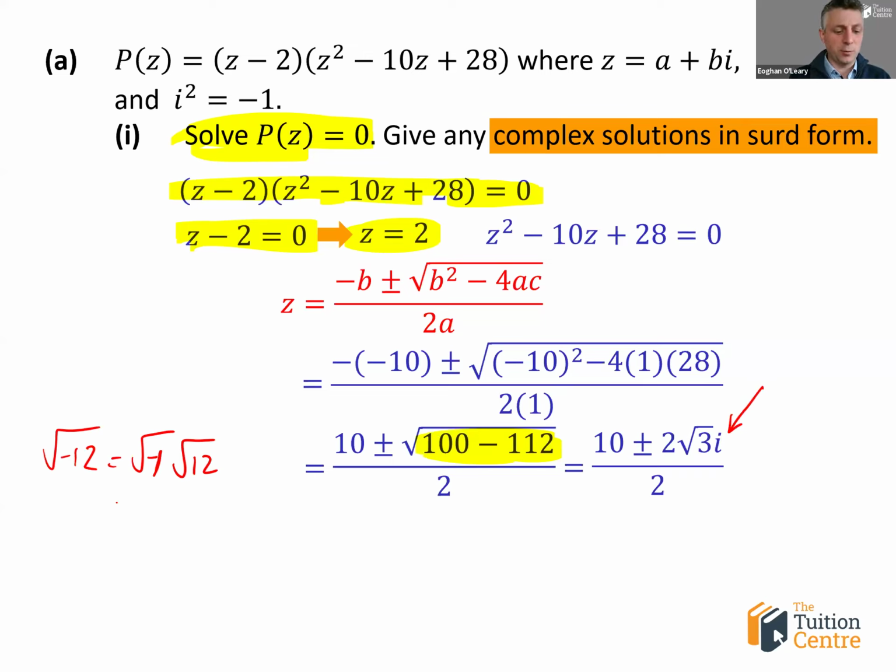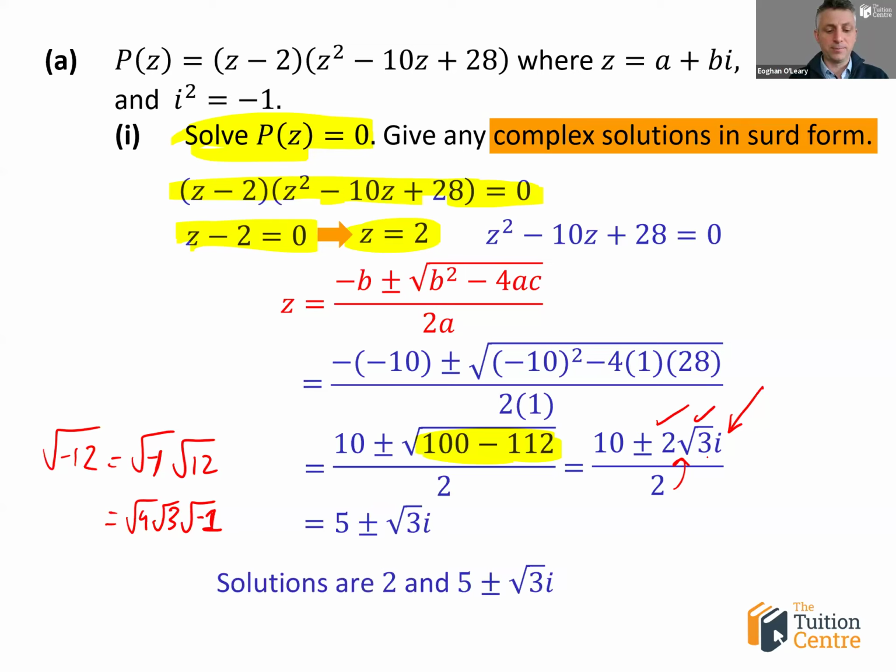And the square root of 12, so maybe I'd write it like this. It'll be root 4 times root 3 times root minus 1. So the root 4 gives you the 2. The root 3 can't be simplified. And the square root of minus 1 gives you i. So it's 10 plus or minus 2 root 3 times i, over 2. We can divide the 2 into the 10 to give us 5, and the 2 into the 2 times root 3 to give you root 3. So your answer is 5 plus or minus root 3 i.